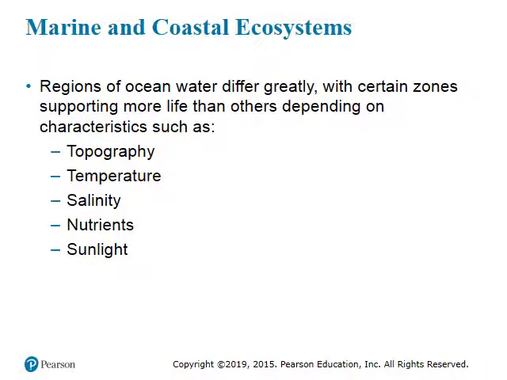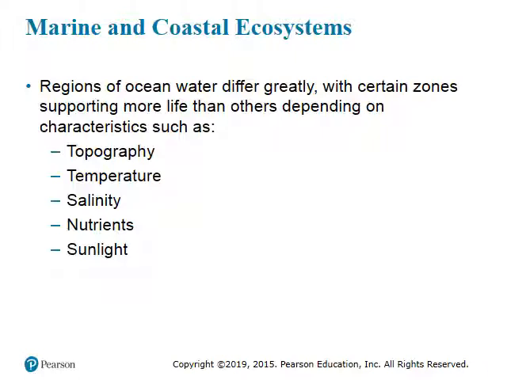Now, regions of ocean water differ greatly within certain zones, supporting more life than others depending on characteristics such as topography. So that's elevation, landscape position, temperature, salinity, that's salt concentration, nutrients, the concentration of precursor elements that things need for life, nitrogen, phosphorus, magnesium, etc. And then the amount of exposed sunlight, or amount of sunlight.